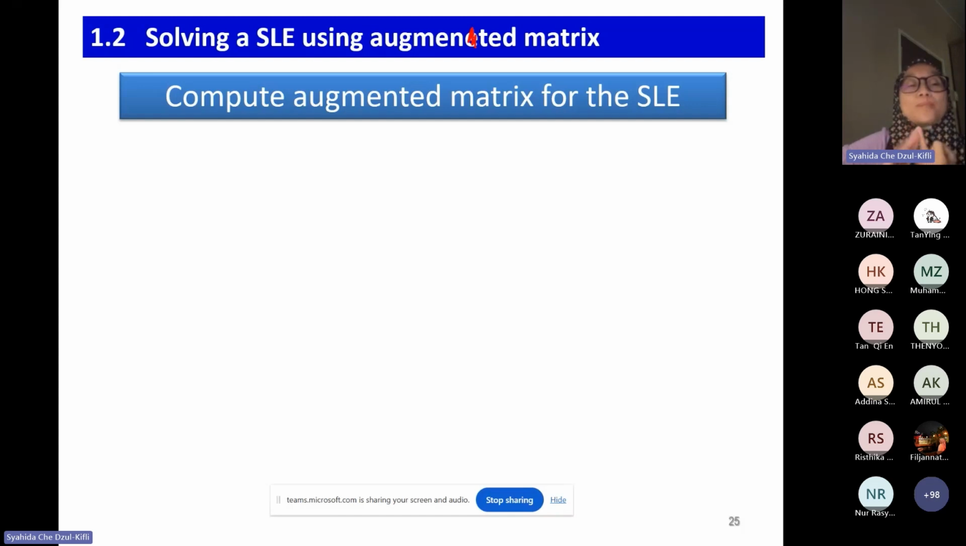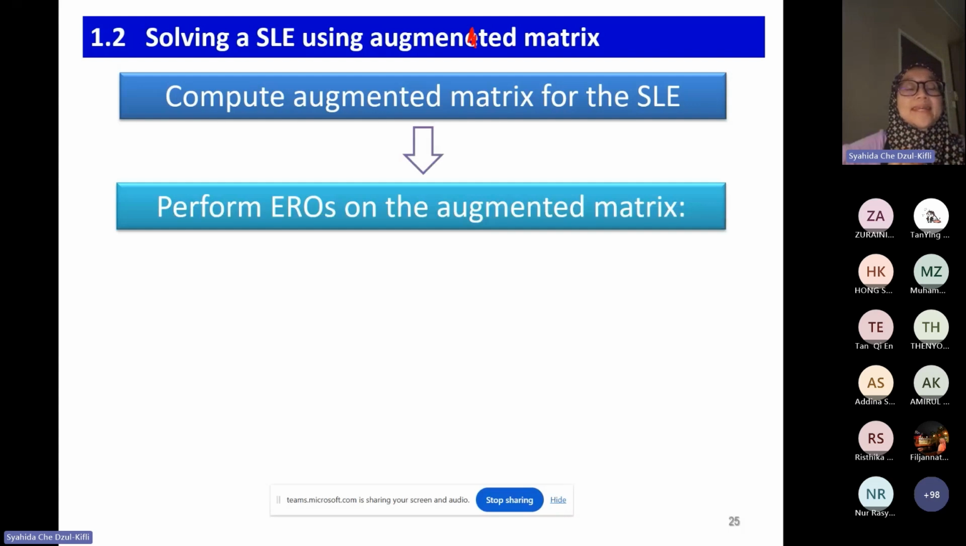First, we need to determine the augmented matrix. Then in the second step, we have to perform some operations on the augmented matrix.